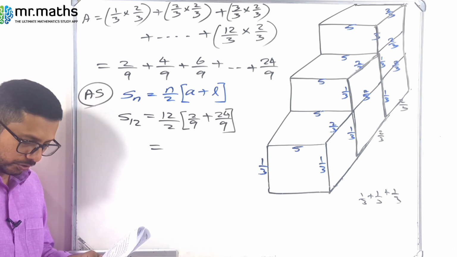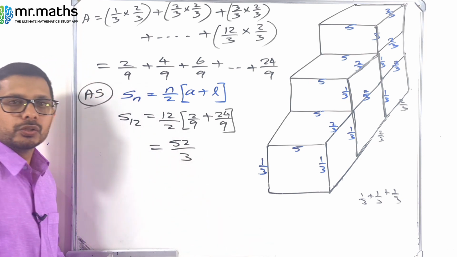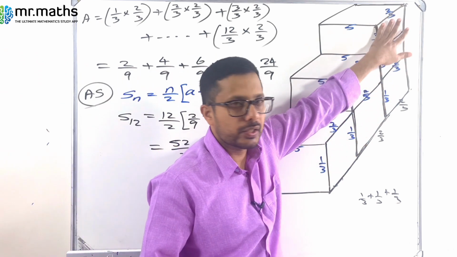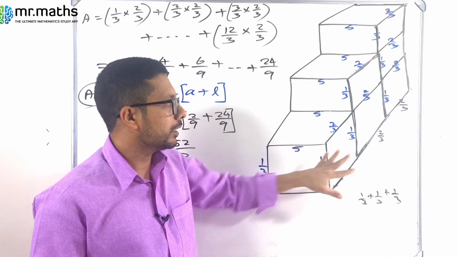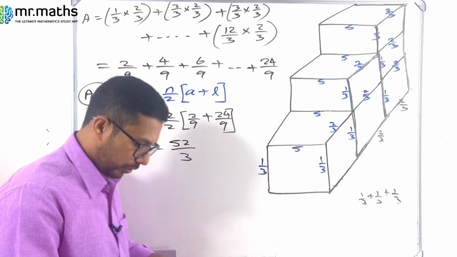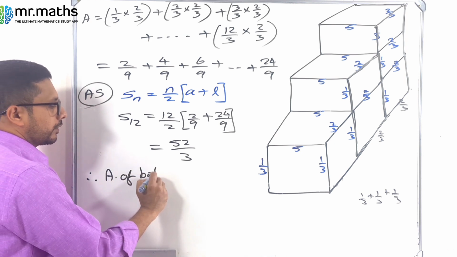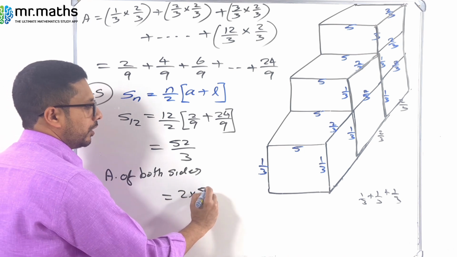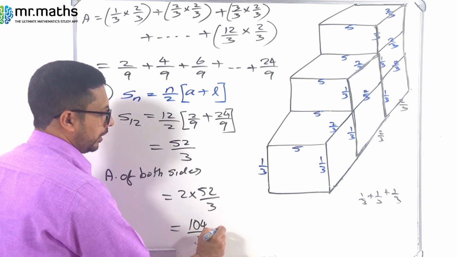Anyway, take your calculator and try to find the answer of that one. In your calculator you will get 52 over 3. Don't forget that this 52 over 3 is the area of one side. Like that there is another side, so the same area on the other side also. Therefore, for the area of both sides you have to multiply by 2. So it is 2 times 52 over 3, which is 104 over 3 unit square.